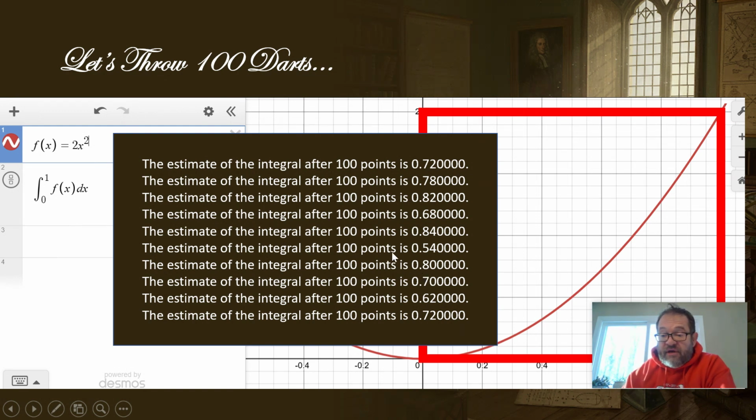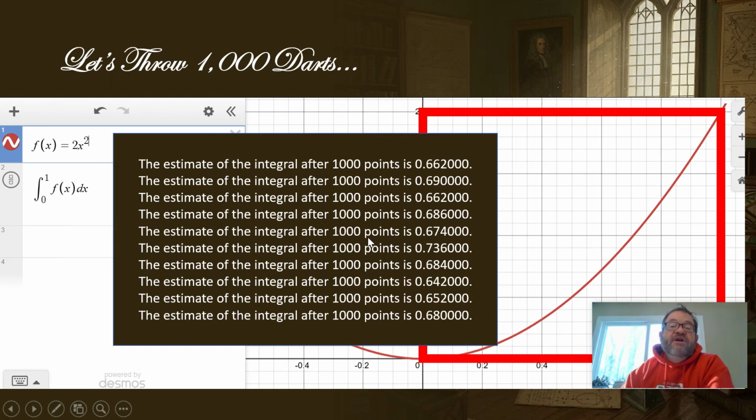But you know what we can do? Computers are fast. Let's throw more darts. Let's throw 1,000 darts. So I ran the program 10 times again, each time running 1,000 darts. Well, now look at these answers here. They all start with 0.6, except for that one. And actually, for 0.667, that's not bad.